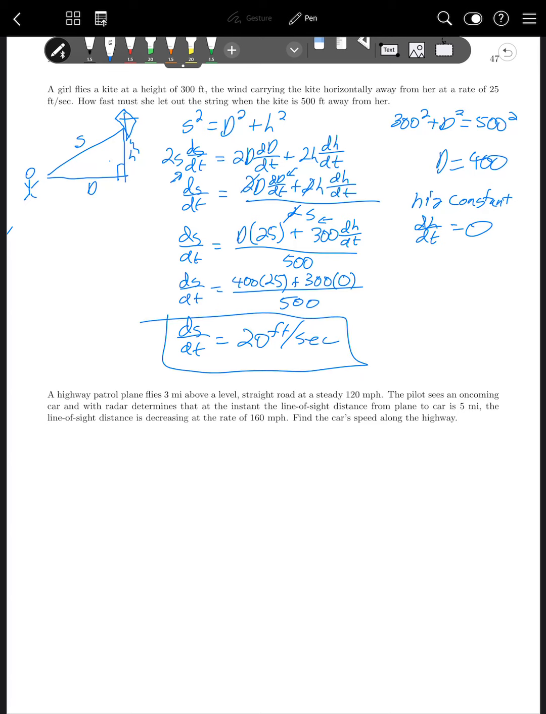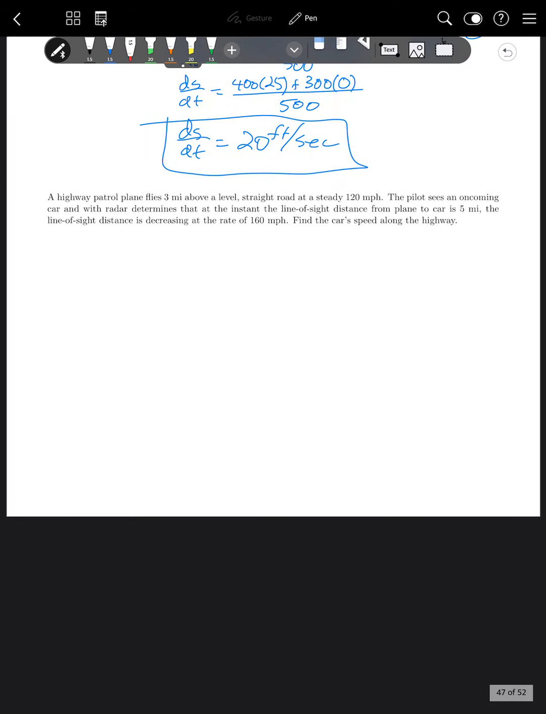Okay, so that's pretty similar to the one we already did together. Okay, and then let's just try one more. So let's go through this one. A highway patrol plane flies 3 miles above a level, straight road at a steady 120 miles per hour. The pilot sees an oncoming car and, with the radar, determines that at the instant the line of sight distance between the plane and the car is 5 miles, the line of sight distance is decreasing at a rate of 160. Find the car's speed along the highway.